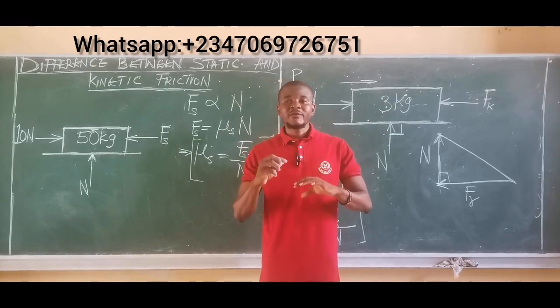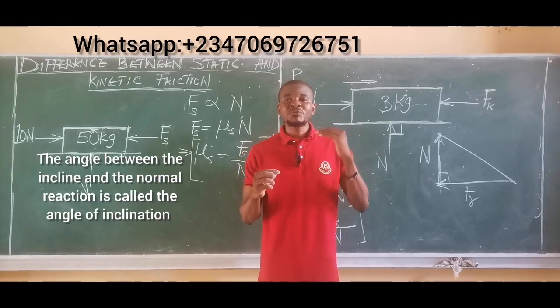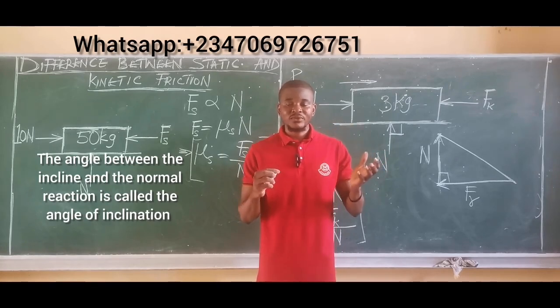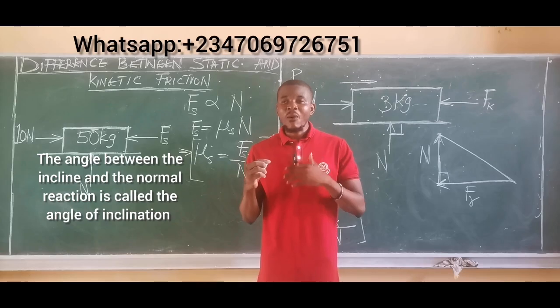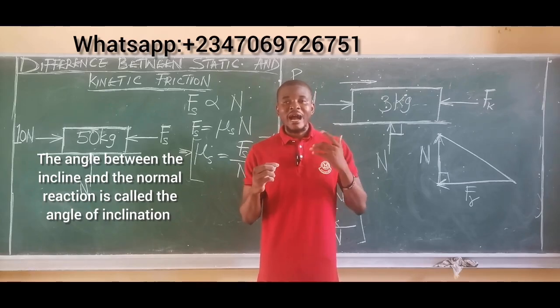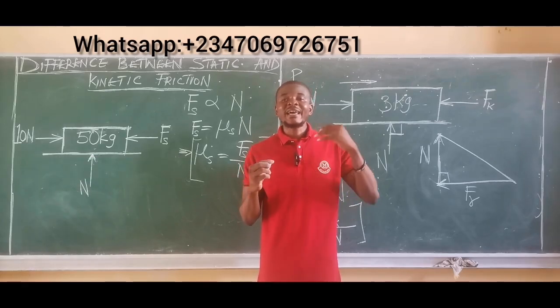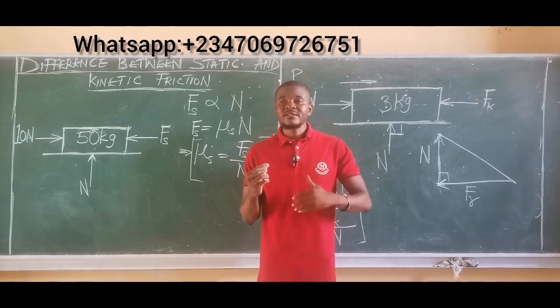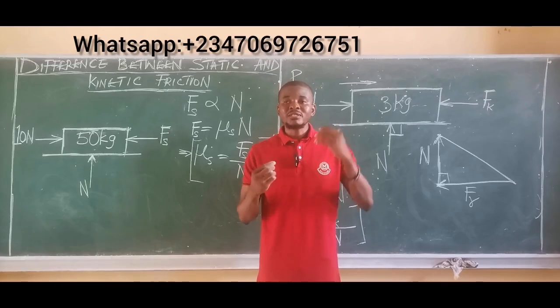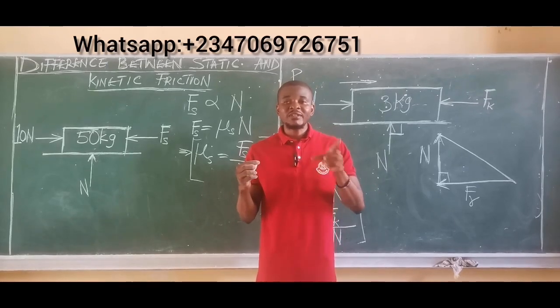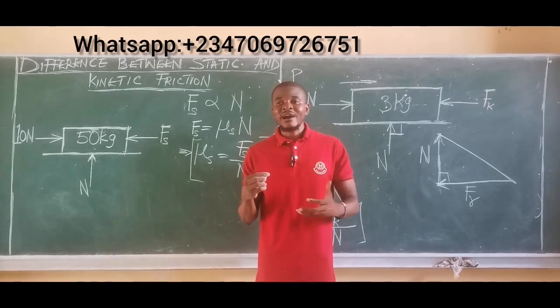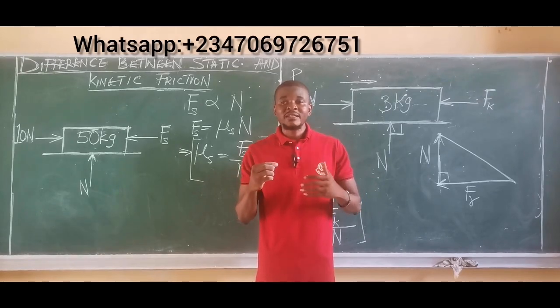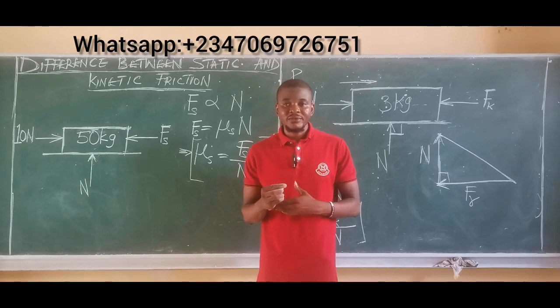Now, it is also important for you to know that the angle between the incline and the normal reaction is always taken as the angle of inclination. The angle between the incline and any vertical line at all, not necessarily a normal reaction, is simply the angle of inclination. We'll do more of that when we come to inclined plane friction.